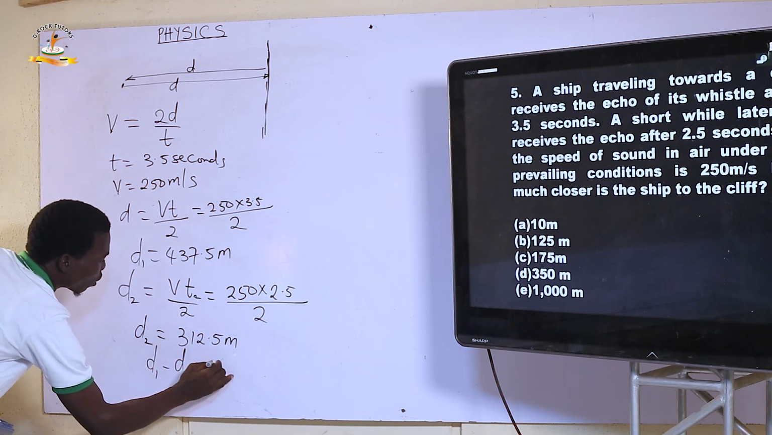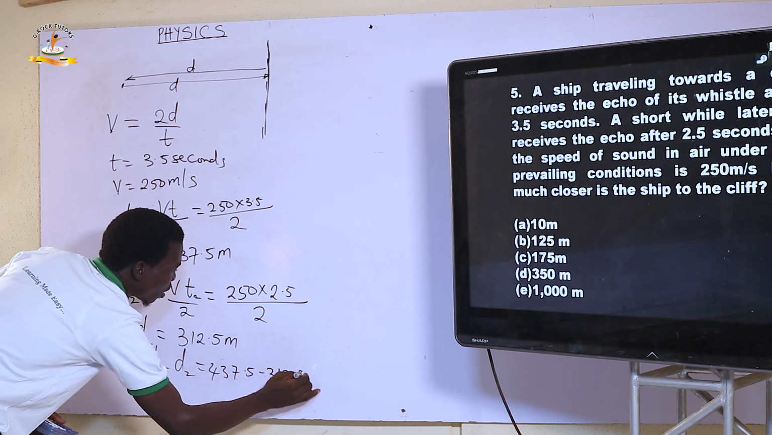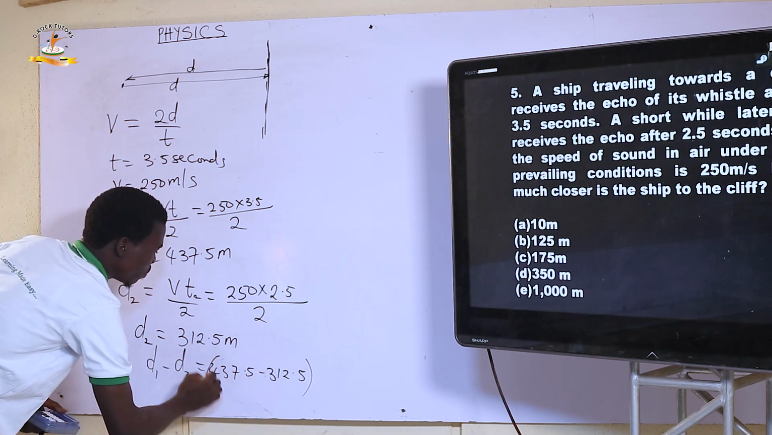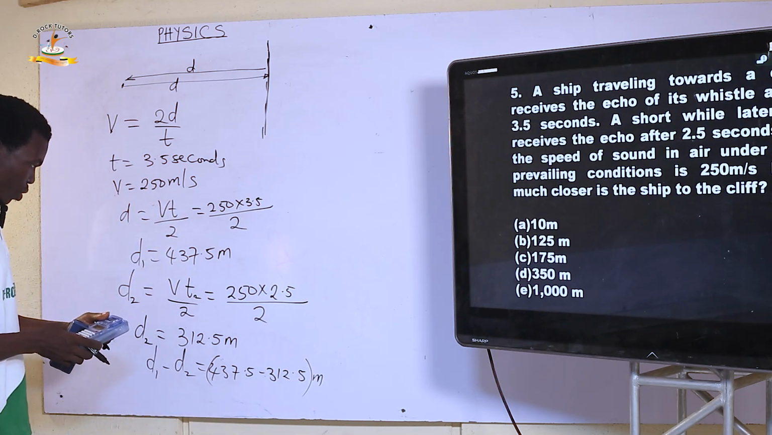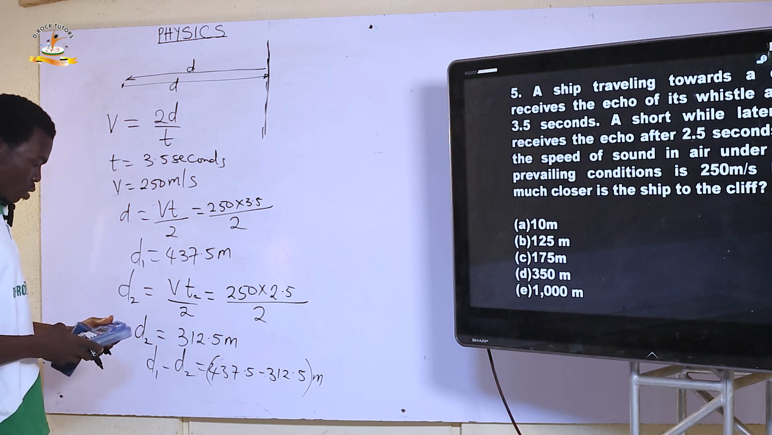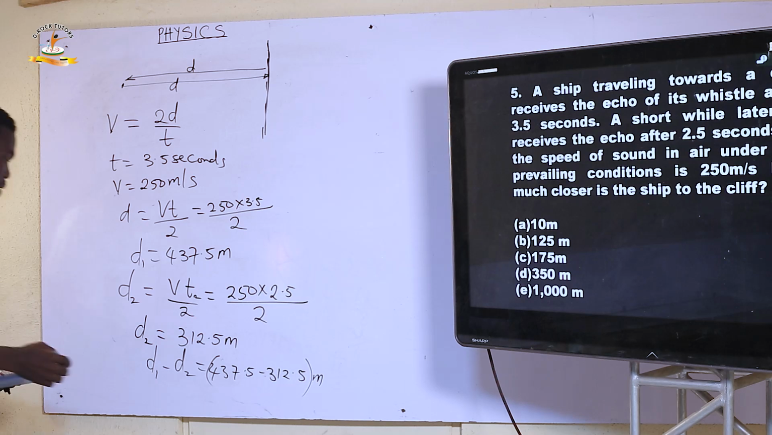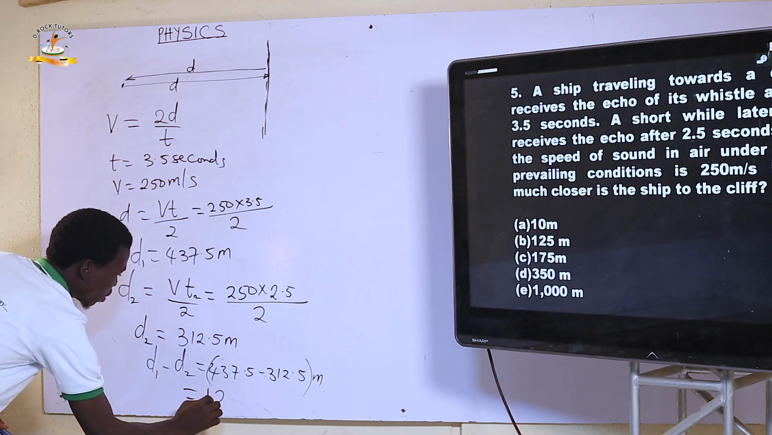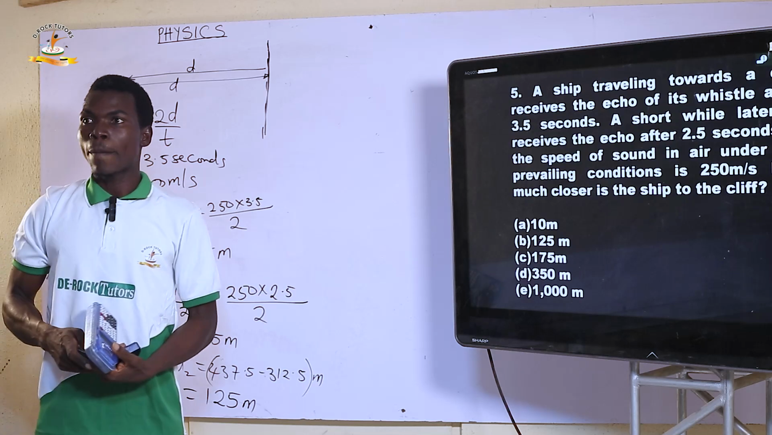So it's going to be d1 minus d2. That is going to be 437.5 minus 312.5, all in meters. And that is going to be 125 meters. So our answer is 125 meters. So the correct option there is option B.